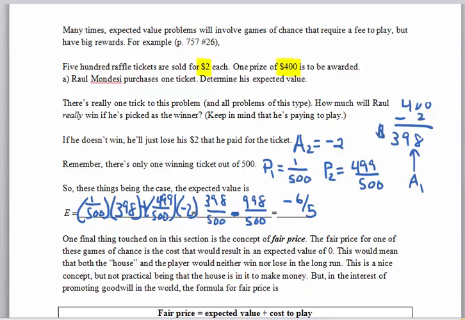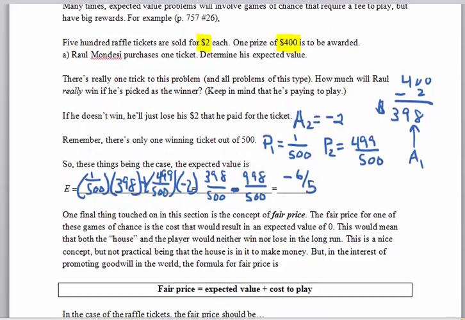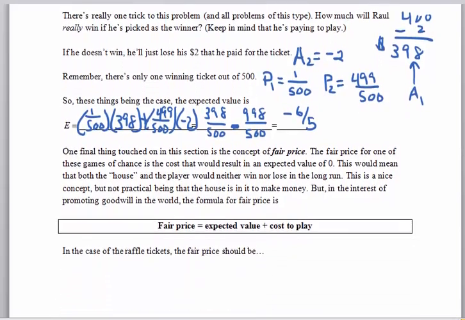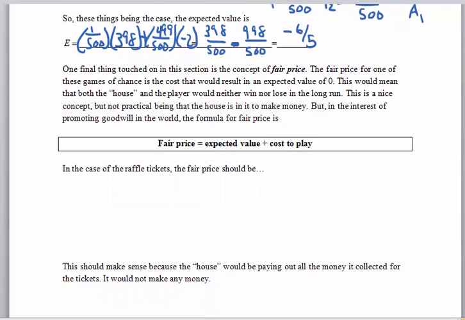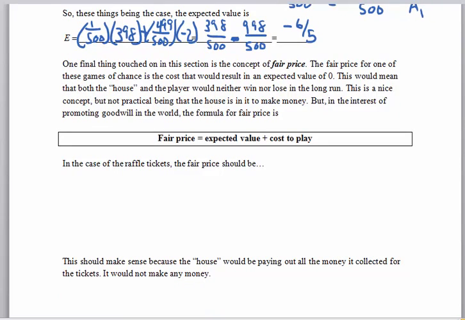So in this case, his expected value is negative 6/5, which you would figure would be negative, because, I mean, is he going to win? Most likely not. He only has a 1 in 500 chance of winning there. Okay? So that's just another simple example of expected value.